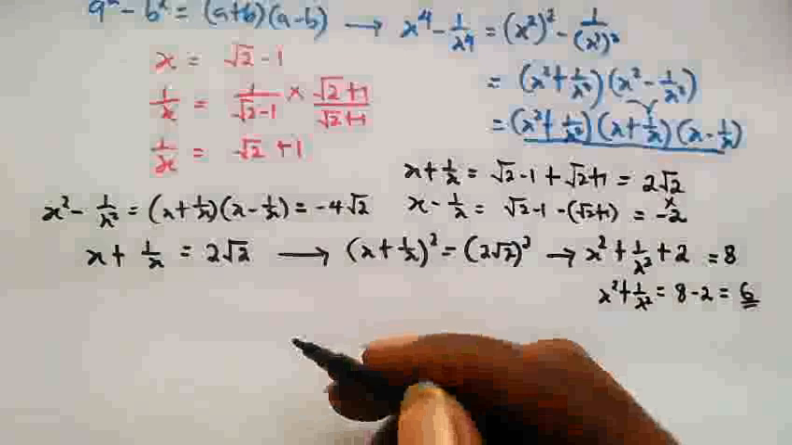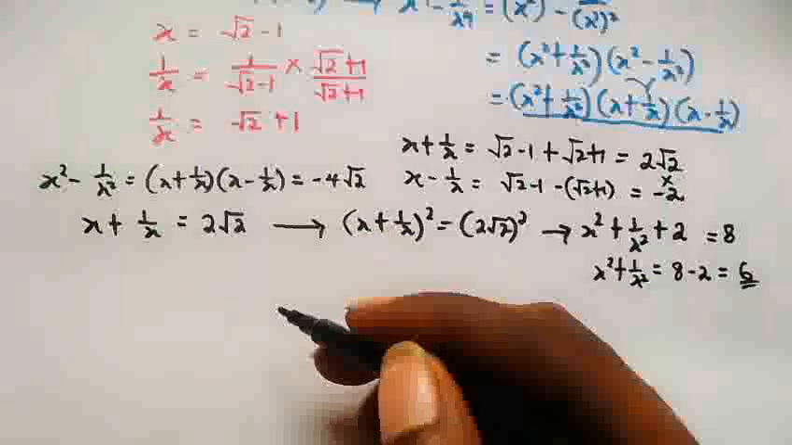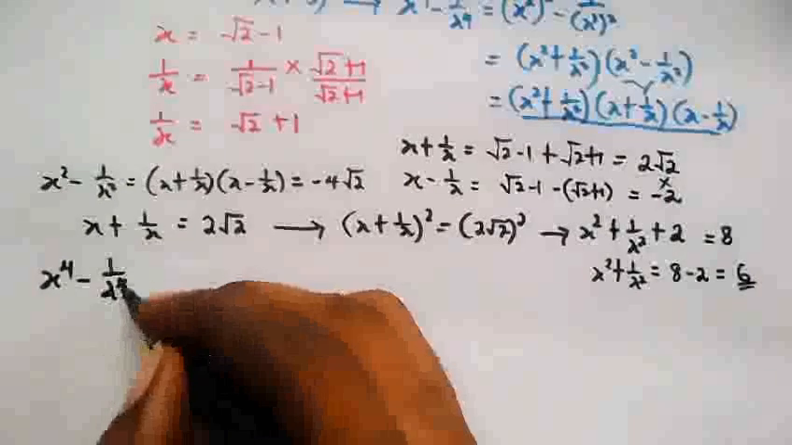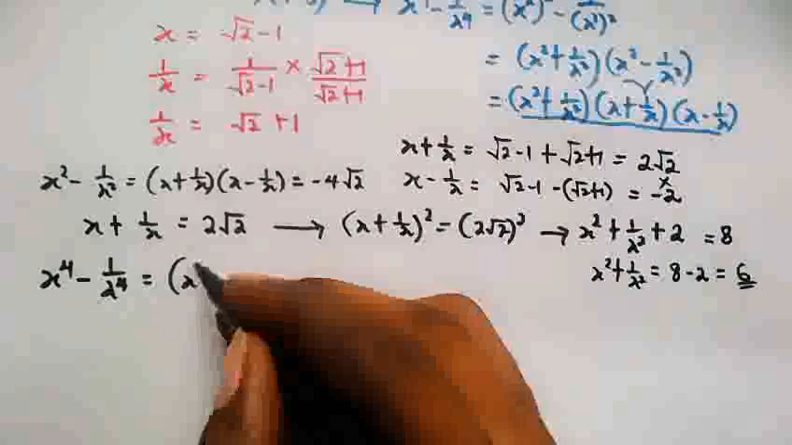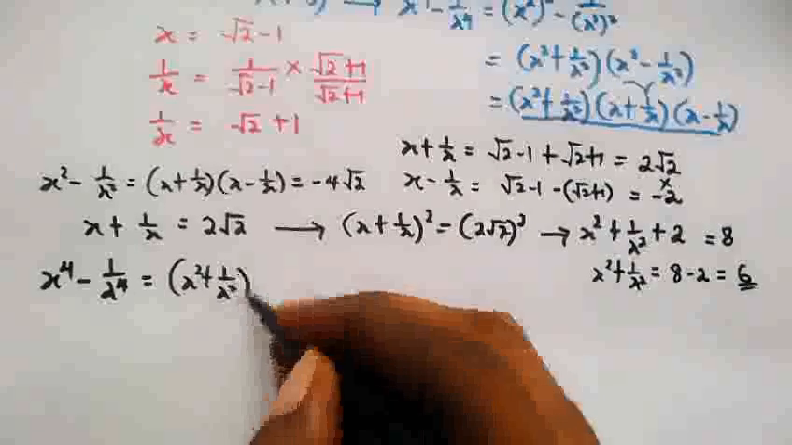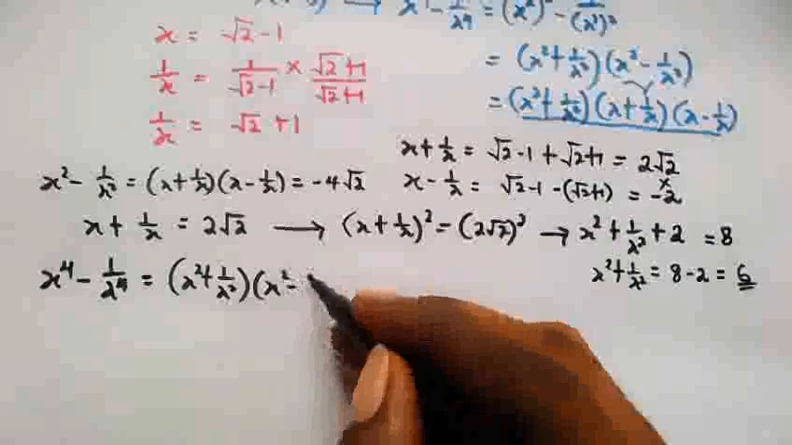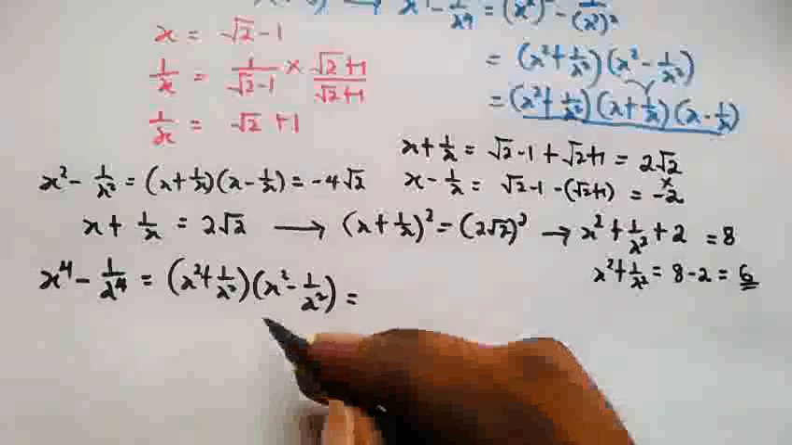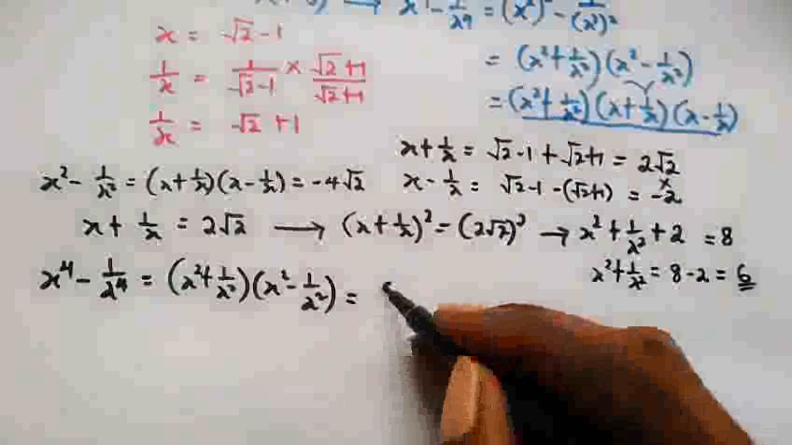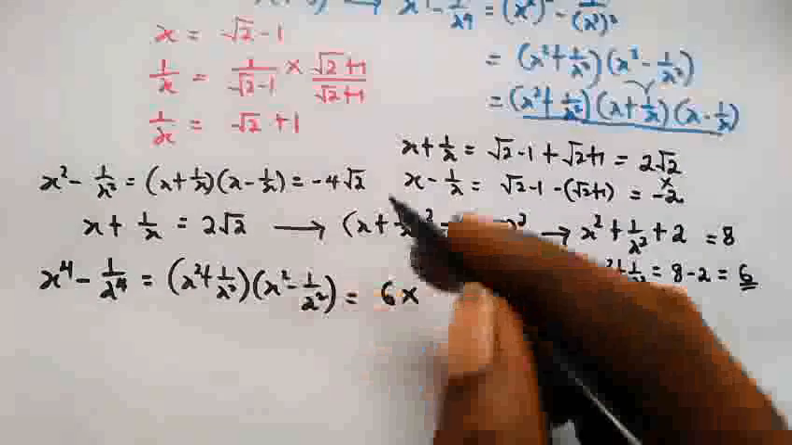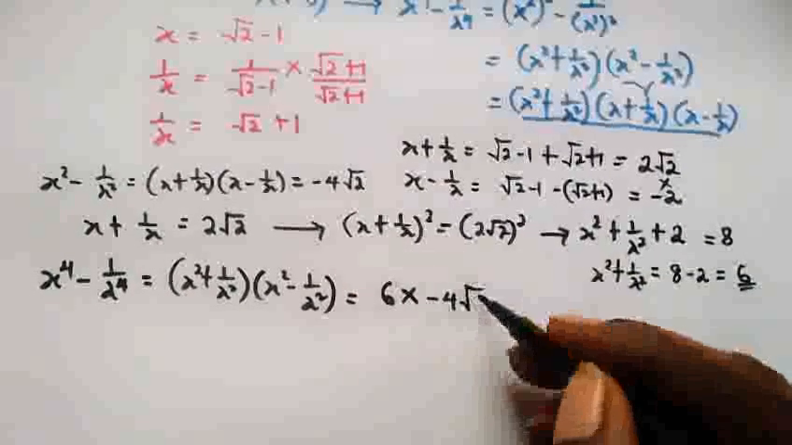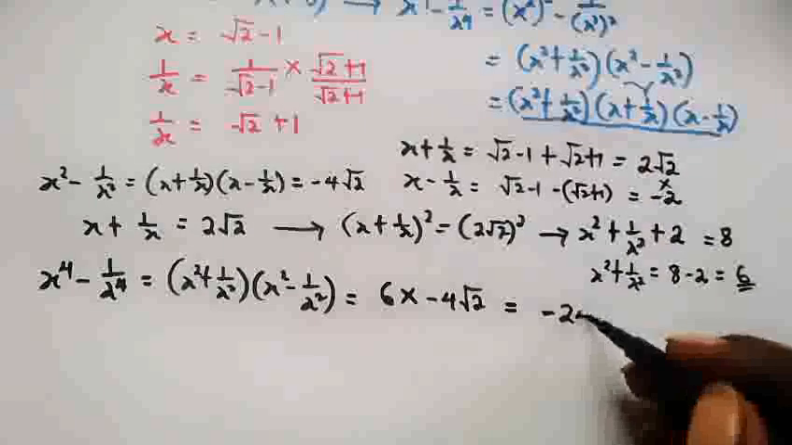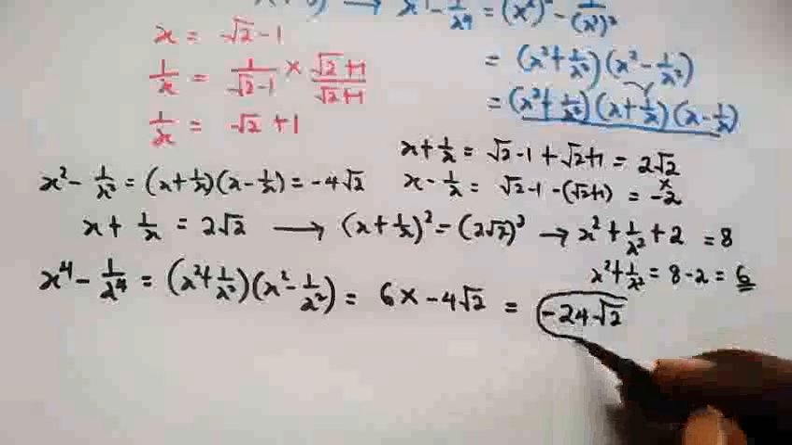So we can easily find the solution to the problem now. We have x raised to power 4 minus 1 over x raised to power 4 equal to x squared plus 1 over x squared times x squared minus 1 over x squared. The value of x squared plus 1 over x squared is 6, times the value of x squared minus 1 over x squared, which is negative 4 root 2, and from here we get the answer to be negative 24 root 2, and this is the desired answer.